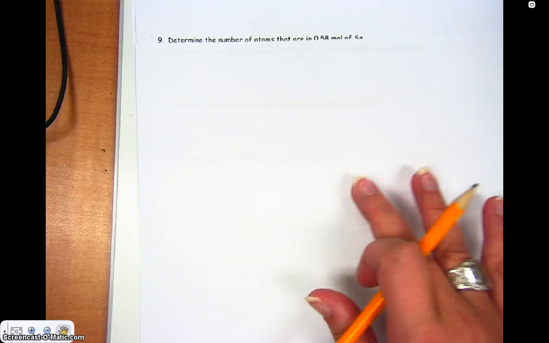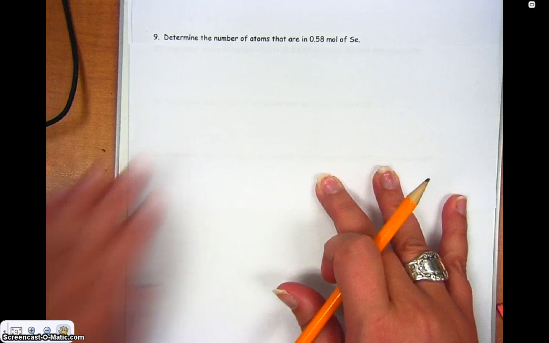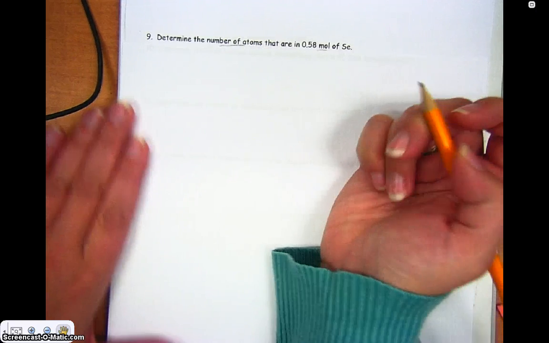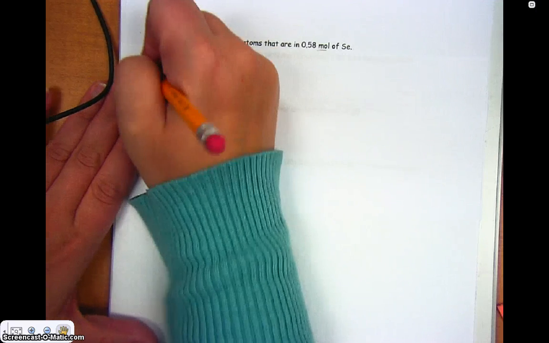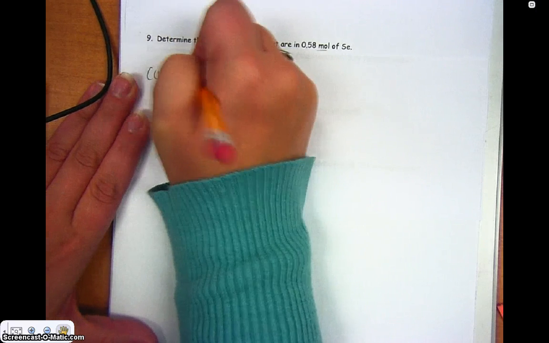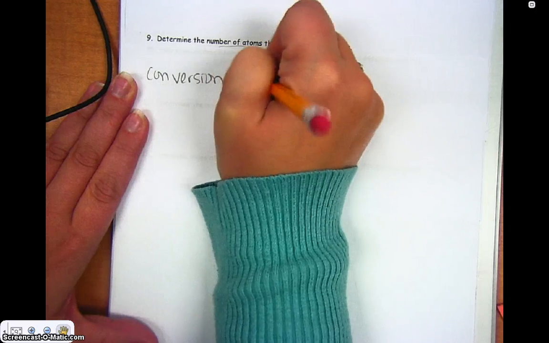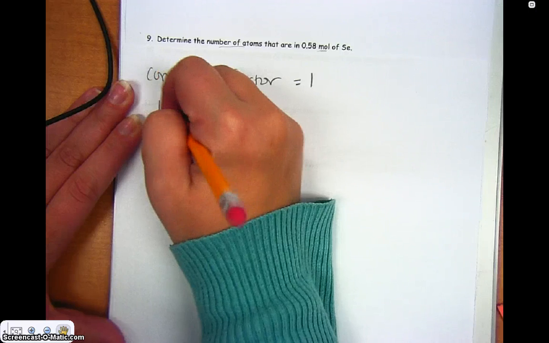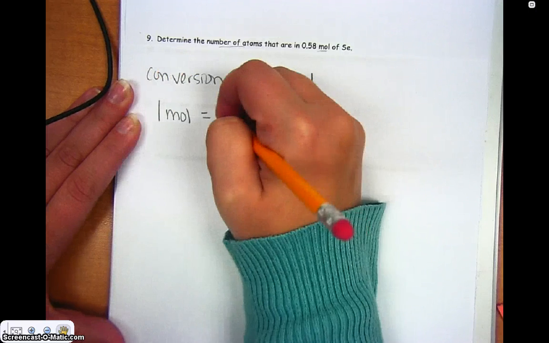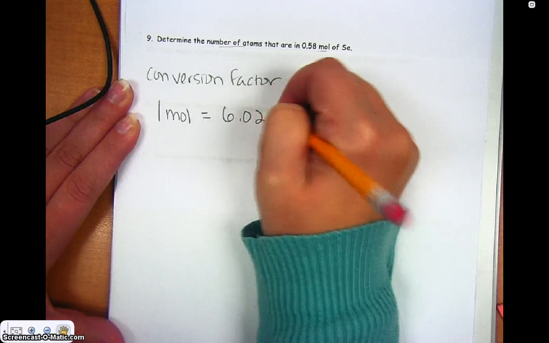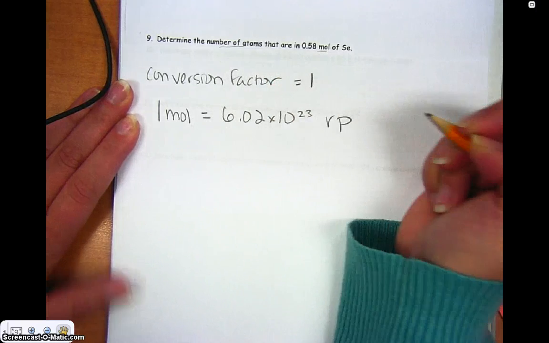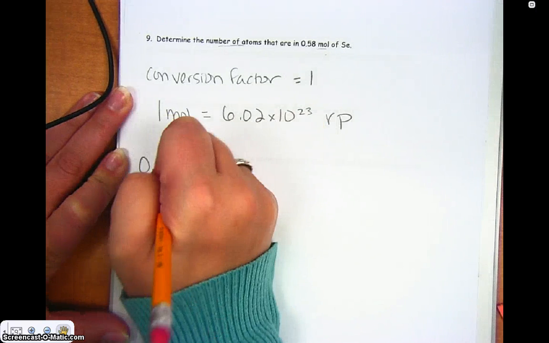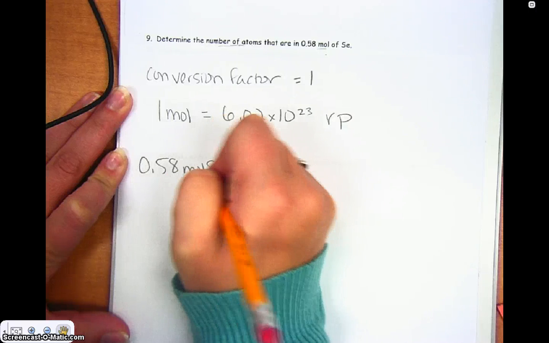We use unit analysis to convert from one unit to another. Moles is the unit we're starting with, and we want to end up with numbers of atoms. In order to make this conversion, we have to use a conversion factor. Remember, we learned this in the first unit, that conversion factors are equal to 1, and the conversion factor that we just learned is that 1 mole of something is equal to 6.02 times 10 to the 23rd representative particles. So we're going to start by writing what we have. We have 0.58 moles of selenium.